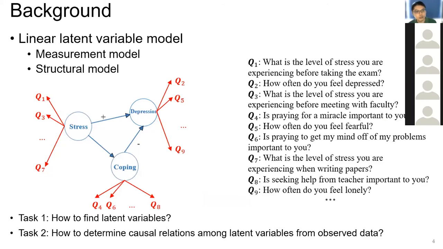One of the most used models for this problem is the linear latent variable model. In this model, there are two components: the measurement model and the structural model. The measurement model, the red lines, is about the relation between the measured variables and the latent variables. And the structural model, the blue lines, is about the causal relation among the latent variables. Thus, there are two tasks to learn this linear latent variable model: how to find the latent variables from the observed variables, and how to determine the causal relation among the latent variables.